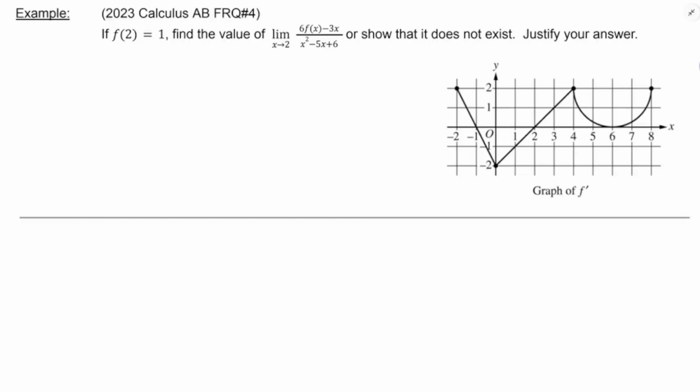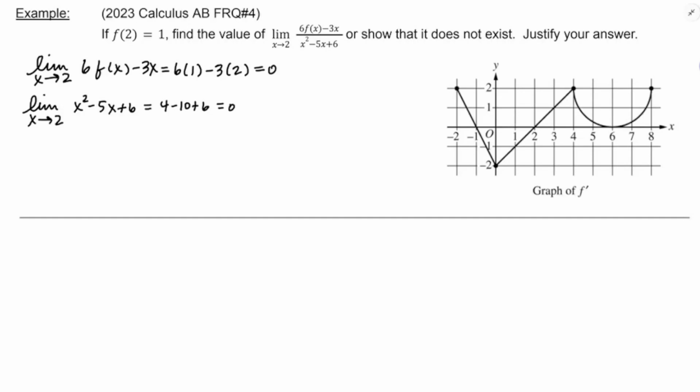They're telling me f of 2 equals 1, so that would be 6 times 1 minus 3 times 2. Yeah, okay, I'm getting 0 and 0. So I'm going to write those out. The limit of the numerator is 6 times 1 minus 3 times 2, which is 0. The limit of the denominator is 4 minus 10 plus 6, which is 0.